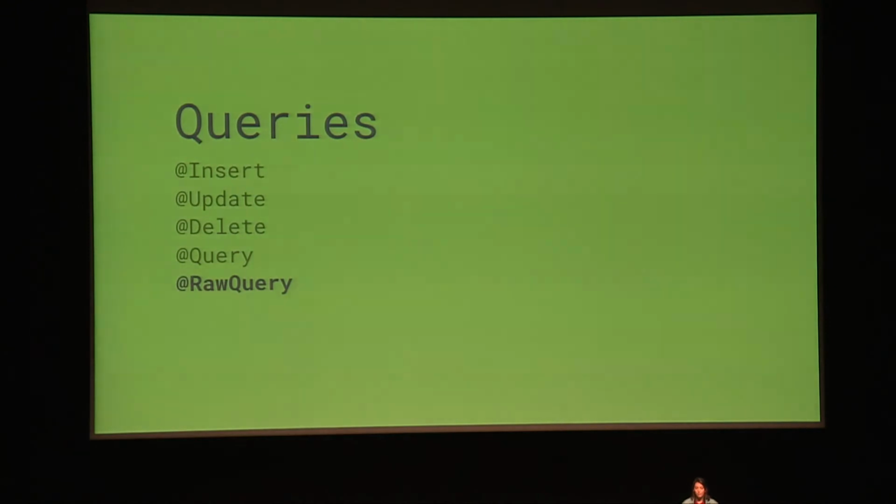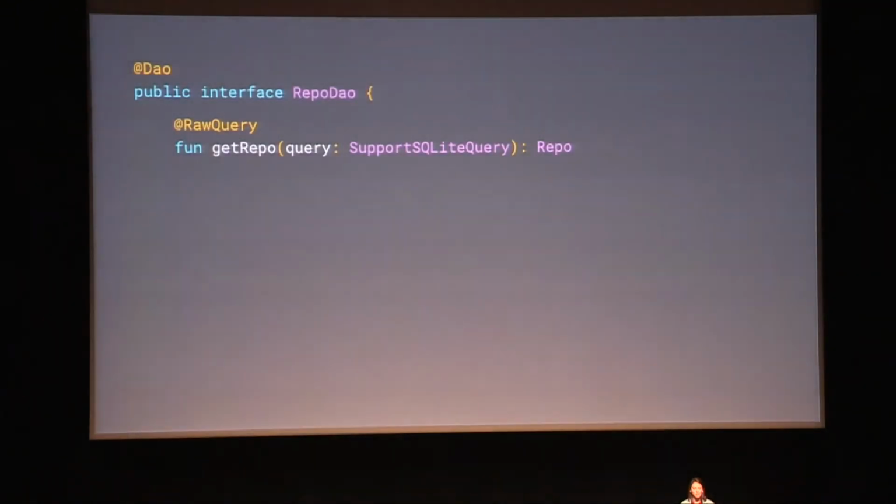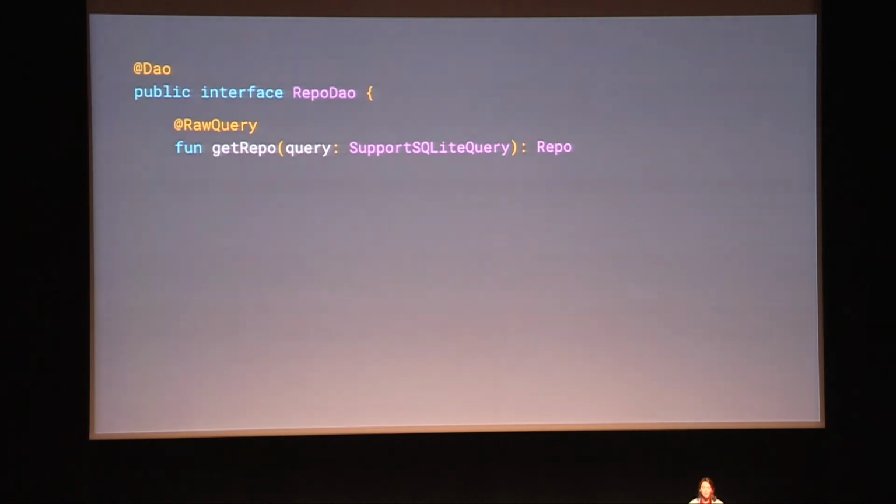The last query that we've added actually quite recently is the raw query. So this means that if you want to dynamically define your queries, you can work with a support SQLite query. So this is something that just comes from SQLite. And then you can annotate a method with the raw query. And then under the hood, Room will take care of doing the object mapping for you.